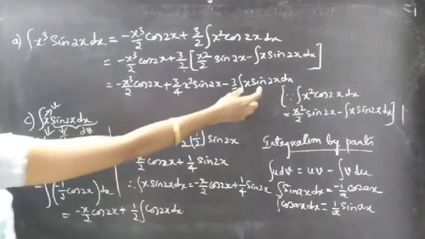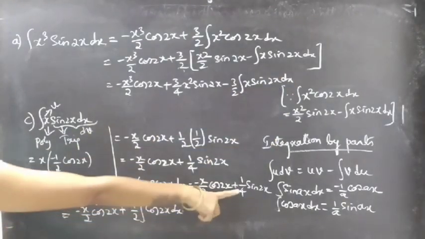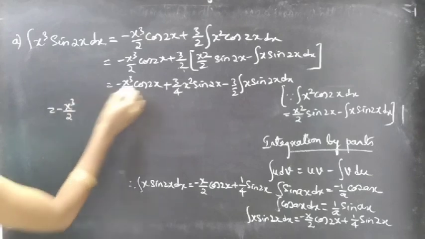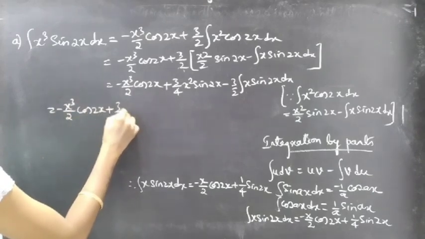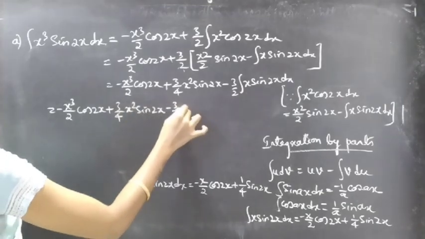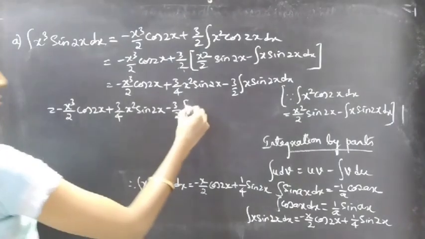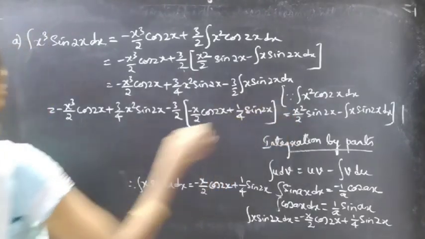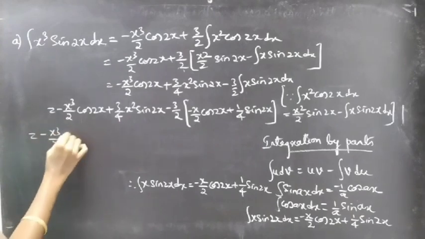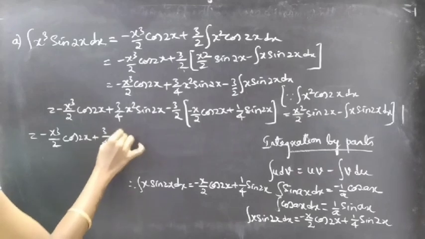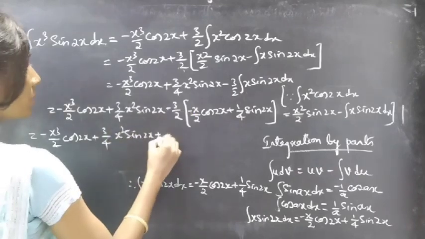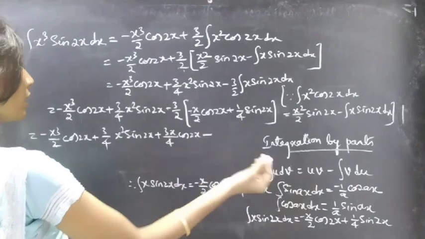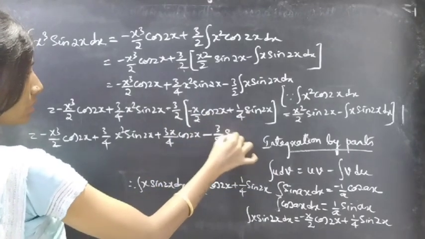Right? Now let's replace integral x sin 2x dx with minus x by 2 cos 2x plus 1 by 4 sin 2x. This gives us minus x cube by 2 cos 2x plus 3 by 4 x square sin 2x minus 3 by 2 times integral x sin 2x dx, which is minus x by 2 cos 2x plus 1 by 4 sin 2x, right? That gives us minus x cube by 2 cos 2x plus 3 by 4 x square sin 2x, minus into minus plus 3x by 2 twos are 4 cos 2x, minus into plus minus 3 by 2 into 1 by 4 is 3 by 8 sin 2x.